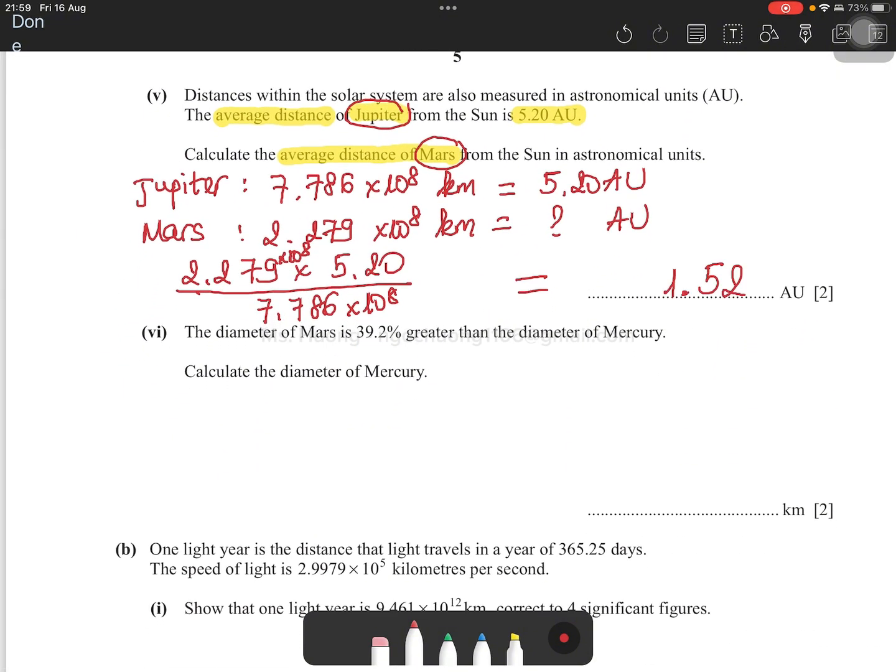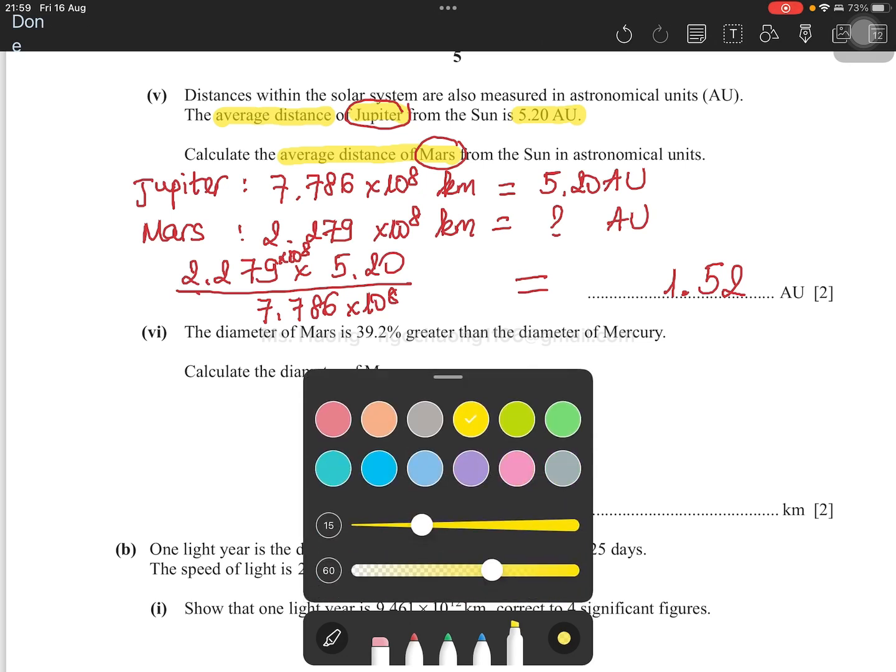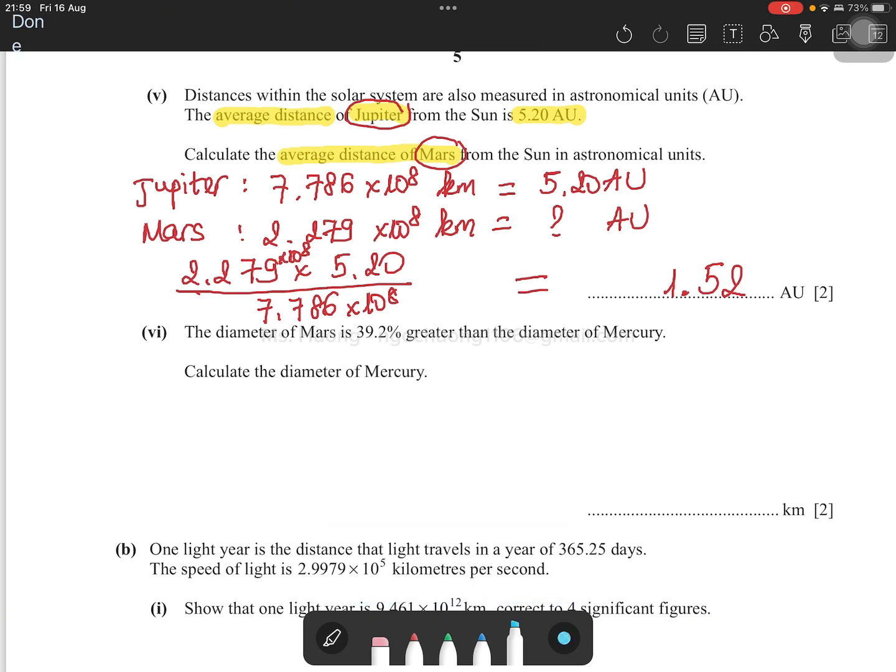The next question, the diameter of Mars. I will use the blue. The diameter of Mars is 39.2% greater than the diameter of Mercury. Calculate the diameter of Mercury. So when we see the structure, something is 39.2% greater than Mercury, then remember Mercury will be 100%. And then the diameter of Mars will be 139.2% because it is greater.